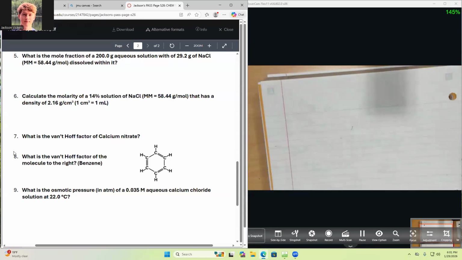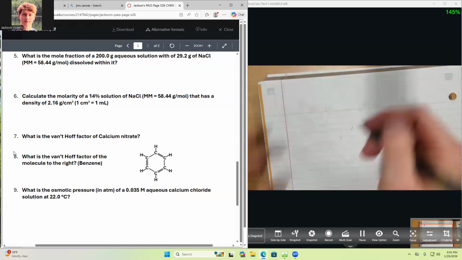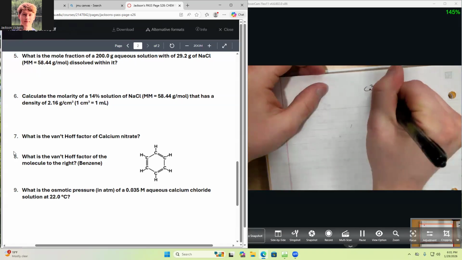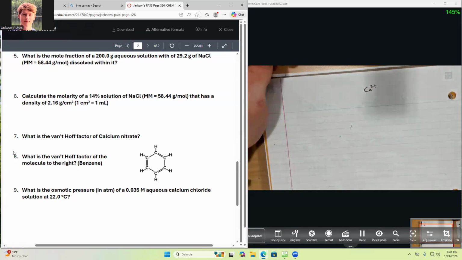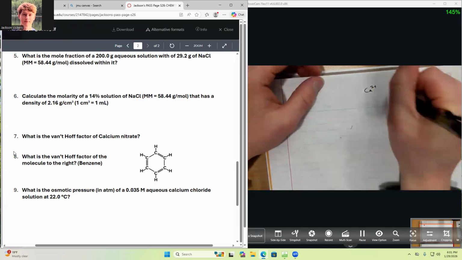+2. Yeah, if you're looking at the periodic table, it's in that second column. Those are going to be +2. So we know it's calcium 2+, and then nitrate. Anyone remember what that ion looks like? NO3 minus. Yep.